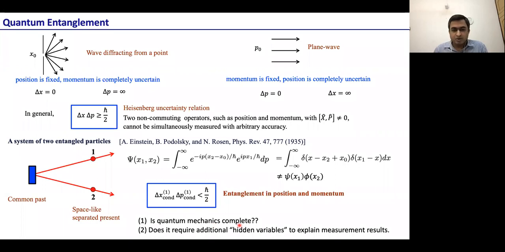Now, the basic question is: is it complete? And then they suggested that you can have some additional variable, called a hidden variable, with which one can develop some new theory, which would be more complete. So this was the EPR argument for saying quantum mechanics has a problem, or in other words, for explaining what entanglement actually is, at least in this position and momentum basis.